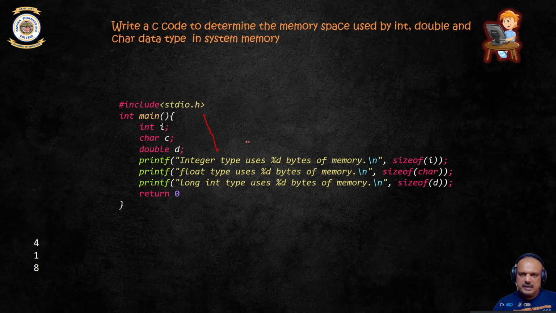Having declared these three variables, let me first print out the memory space that is reserved for an integer. I print out a message, integer type uses percentage d bytes of memory. Instead of this percentage d, the value given out by this particular function will be printed. Whatever is the output of this function will be printed in place of percentage d. Here I've used the built-in sizeof function. So what is the size of i? I have declared i and I have defined it.